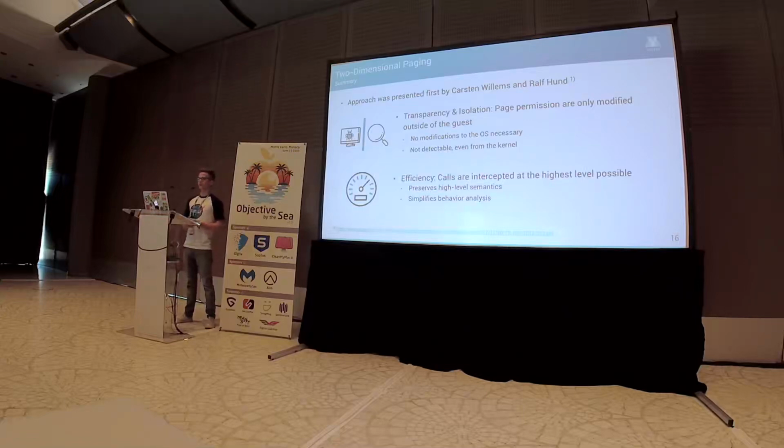Also, it's very efficient, since these calls are intercepted at the highest level possible, so we have as little overhead as possible. And because we intercept the calls at the highest level possible, this will preserve the high-level semantics, and it will also simplify the analysis which we do on the calls after that, because we don't have hundreds of syscalls where we need to infer what the sample actually did. We know, okay, it did a call to download data in the context of a URL, for example. So this makes the analysis, the automated analysis especially, really easy.